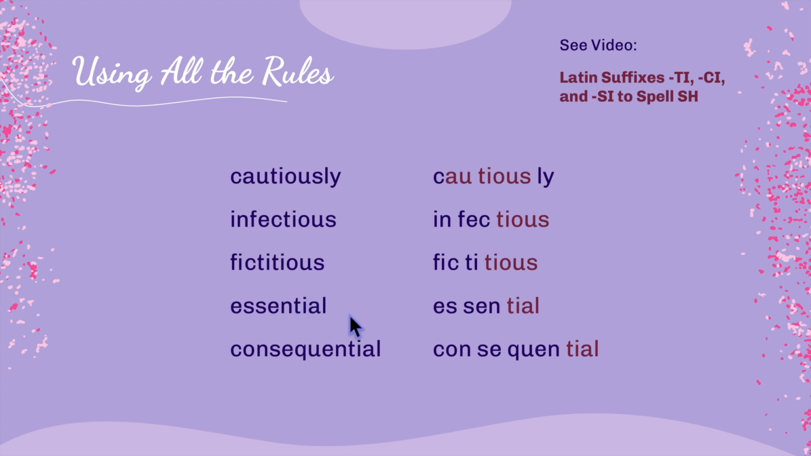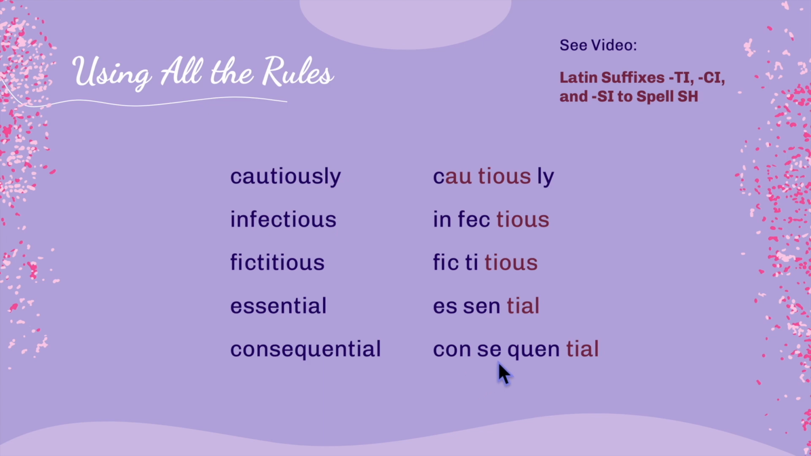Divide between the double consonants here and split between the two consonants here, or you could use the rule before the suffix shul. Essential, essential. Split between the two consonants here, and we're going to divide before the suffix shul again. So now we just have this part in the middle. We want to divide after a vowel before a single consonant.